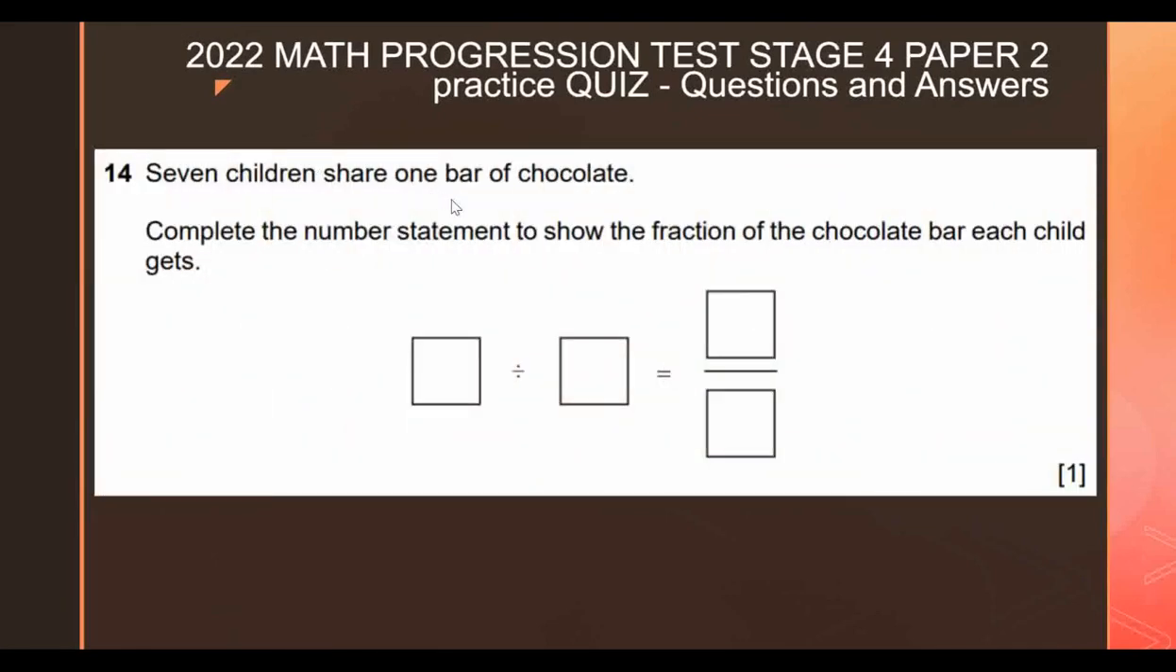Question 14. 7 children share 1 bar of chocolate. Complete the number statement to show the fraction of the chocolate bar each child gets.